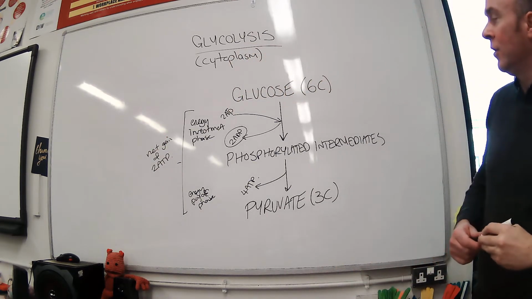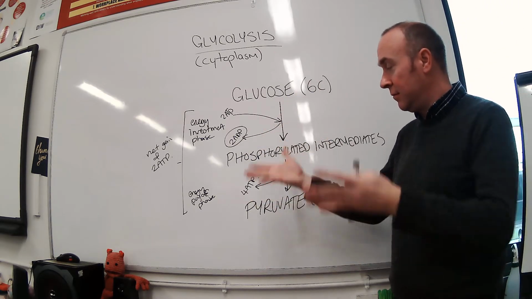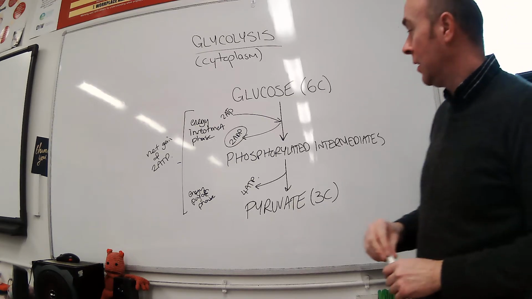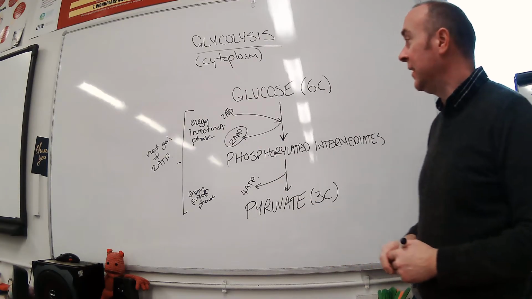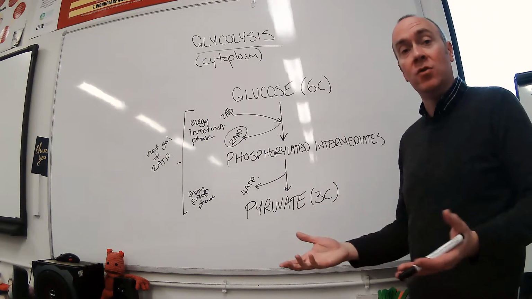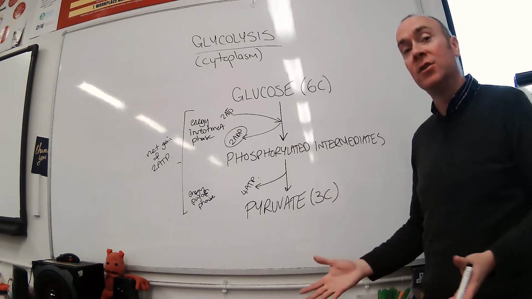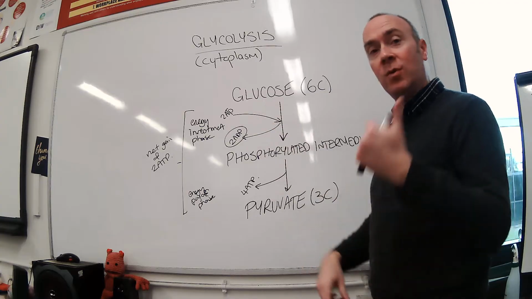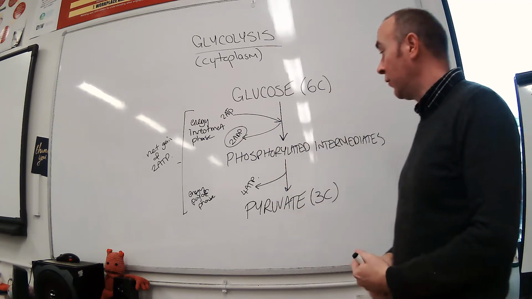Because 2 have been invested, 4 have been released. We have a net gain of 2 ATP, and that goes along with what we knew at National 5 level. The glucose is broken down to pyruvate, and that process releases 2 ATP. We know a little bit more now, but there are actually 2 phases, one of which uses 2 ATP, and one of which releases 4 ATP.